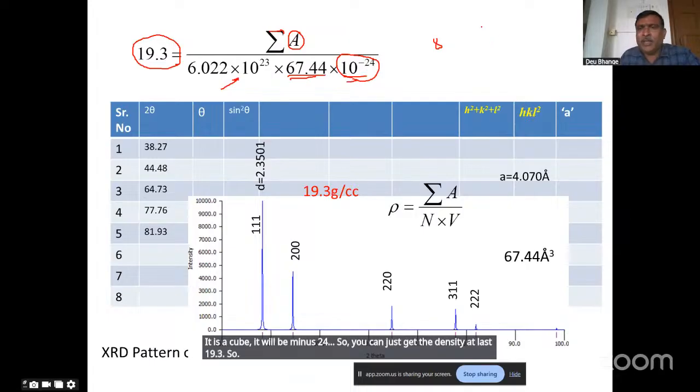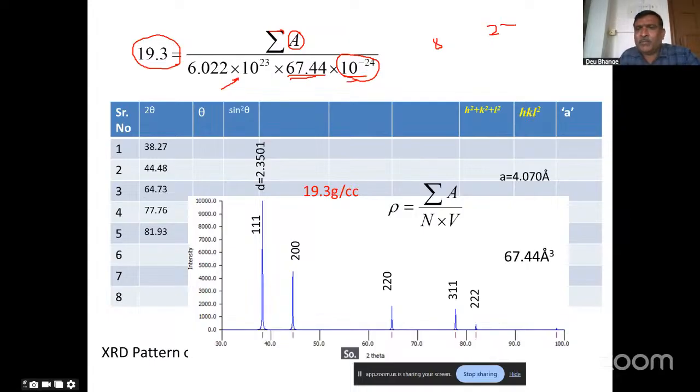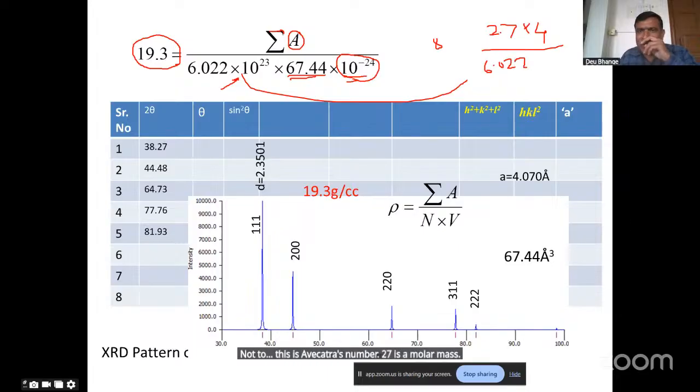So how to get it? 27 into 4 divided by this number, 6.022 times 10 raised to 23. This is Avogadro's number. 27 is the molar mass of aluminum, so I have taken 27 gram. But 27 gram is not present in my unit cell. Only 4 atoms are there. So I have to divide it with this number, because this number will give me the mass of one aluminum atom in gram.